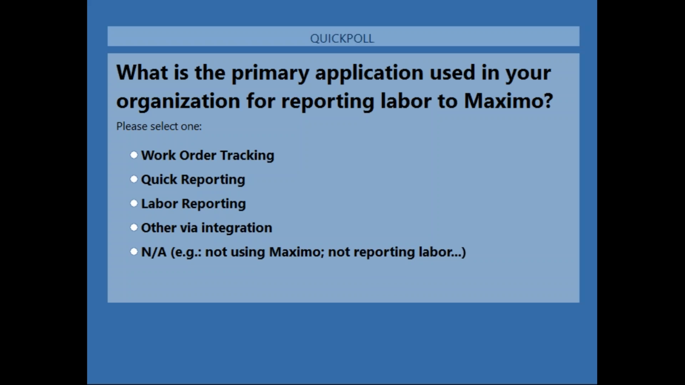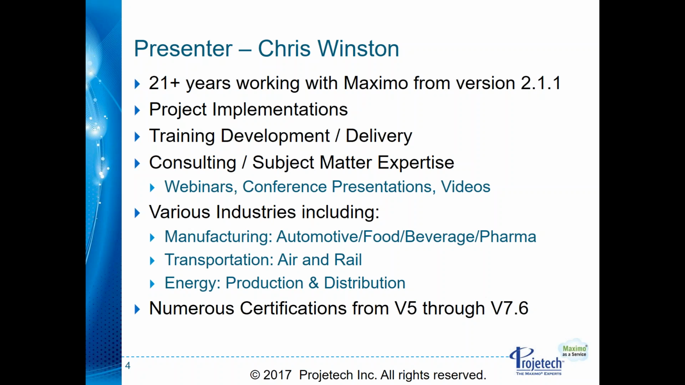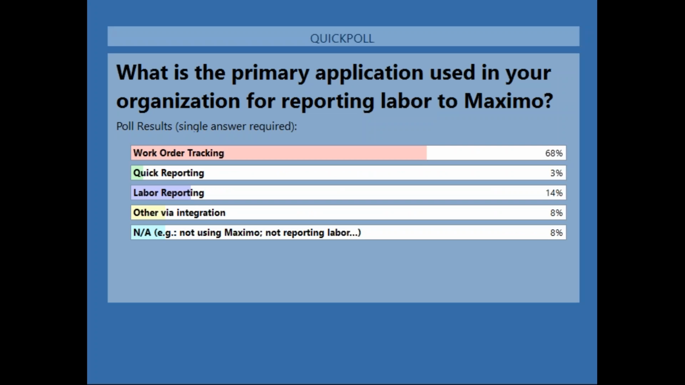And let's see, I think I'm not seeing any more responses, so let's go ahead and close the poll, and let's see if I can actually, there we go, share the results. So it looks like mostly people are using work order tracking, and that's fine. It's about what I expected. Labor reporting is a little higher than expected, but at any rate, that's what we have. So again, just wanted to make sure I got that out of the way, because that's what I expected.